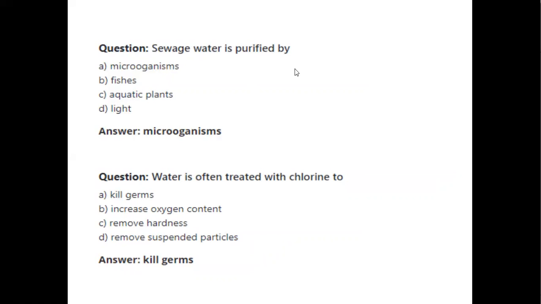Sewage water is purified by microorganisms, fishes, aquatic plants, or light. Remember, sewage water is purified by microorganisms, but nowadays sewage water is also treated by aquatic plants, but microorganisms are much more effective than others. So here your answer is option A, microorganisms.